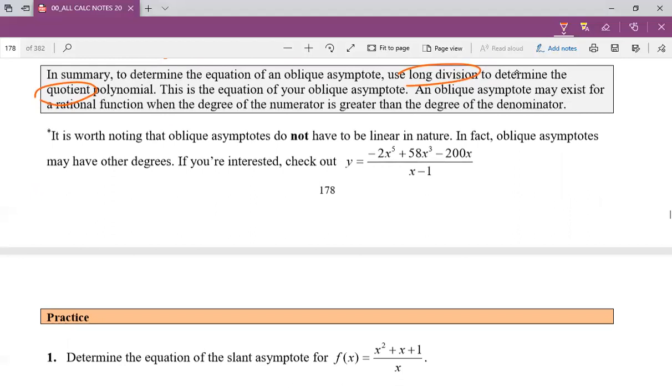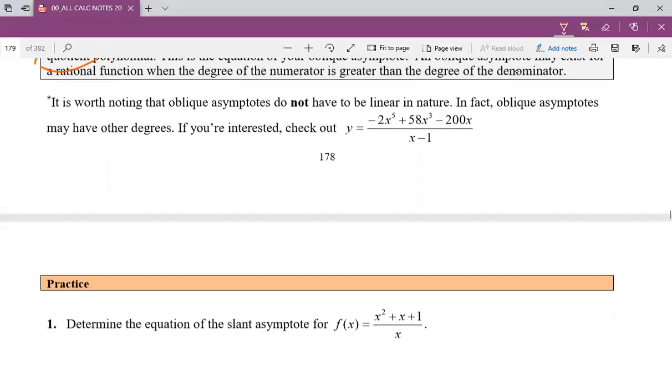Okay. It's worth noting, last piece, it's kind of interesting: they don't have to be straight line asymptotes. You can have other polynomial shapes of asymptotes that you're approaching. So you might be approaching a quadratic or whatnot. So check that out if you'd like.